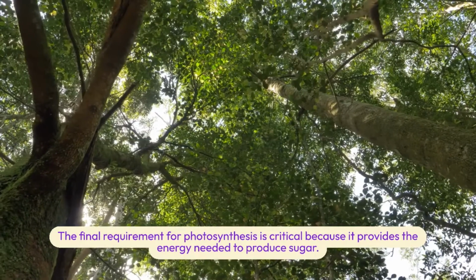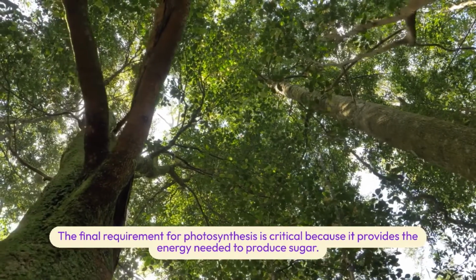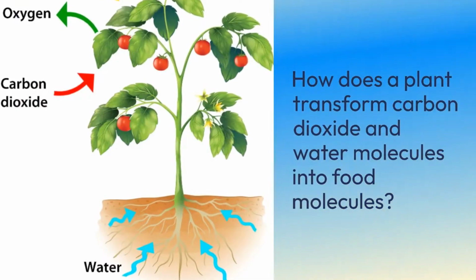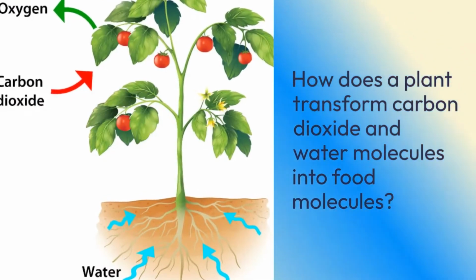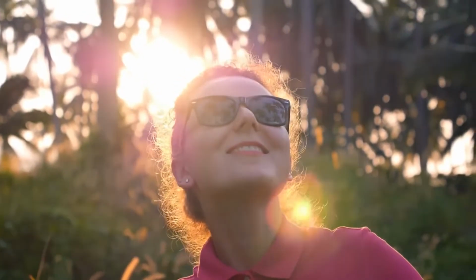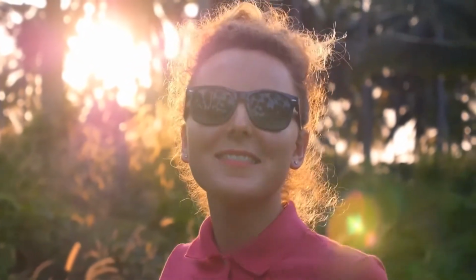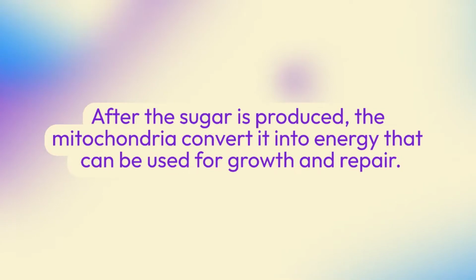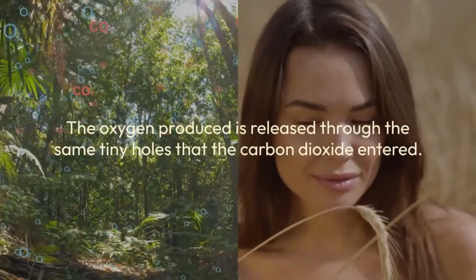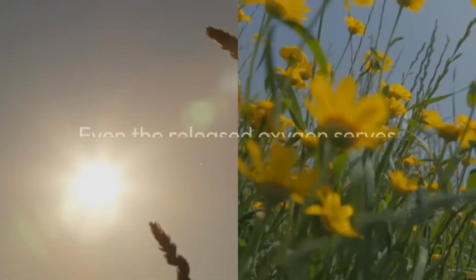The final requirement for photosynthesis is critical because it provides the energy needed to produce sugar. How does a plant transform carbon dioxide and water molecules into food molecules? The sun. Light energy causes a chemical reaction that breaks down and reorganizes the molecules of carbon dioxide and water to form sugar, glucose, and oxygen gas. After the sugar is produced, the mitochondria convert it into energy that can be used for growth and repair. The oxygen produced is released through the same tiny holes that the carbon dioxide entered.